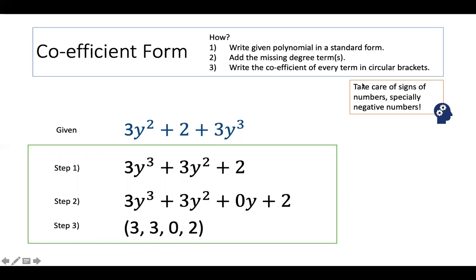There's a special tip over here. Take care of signs of numbers, especially negative numbers.